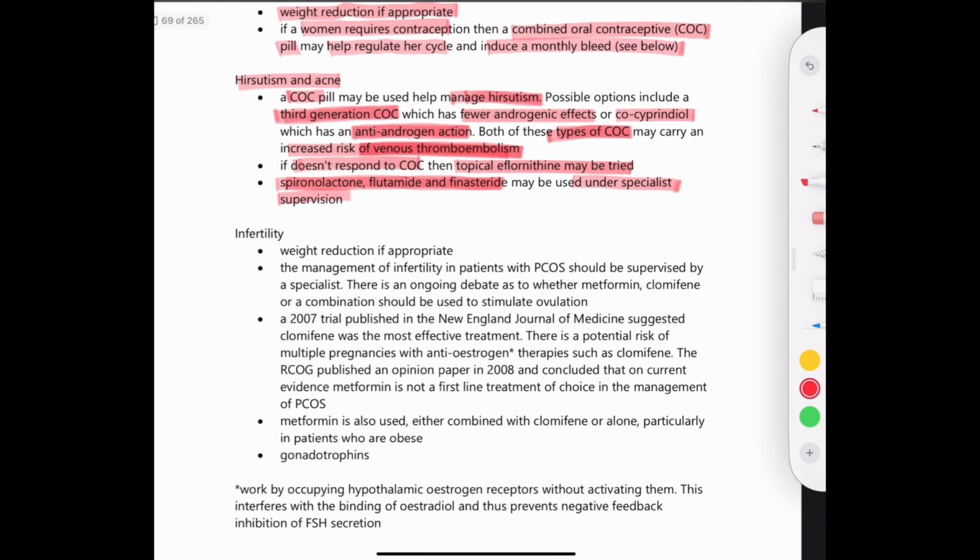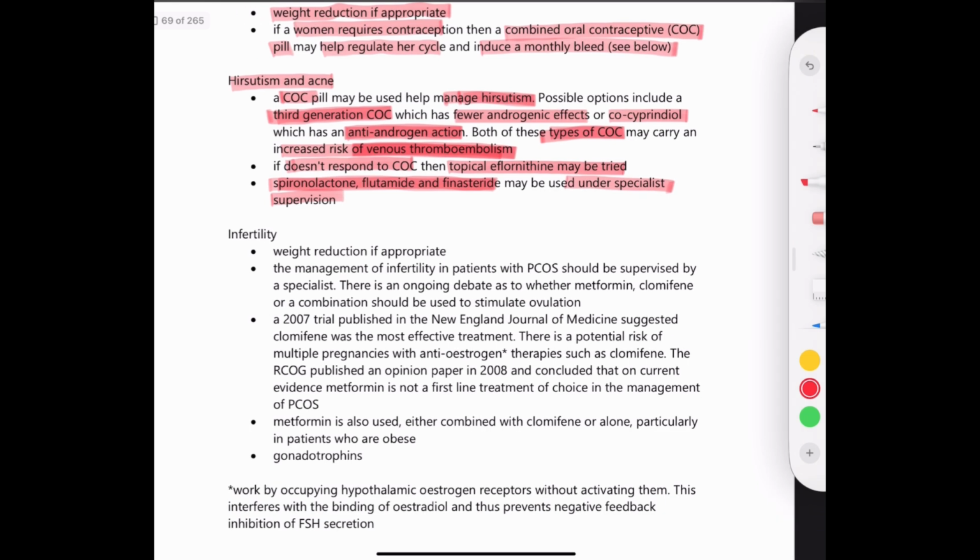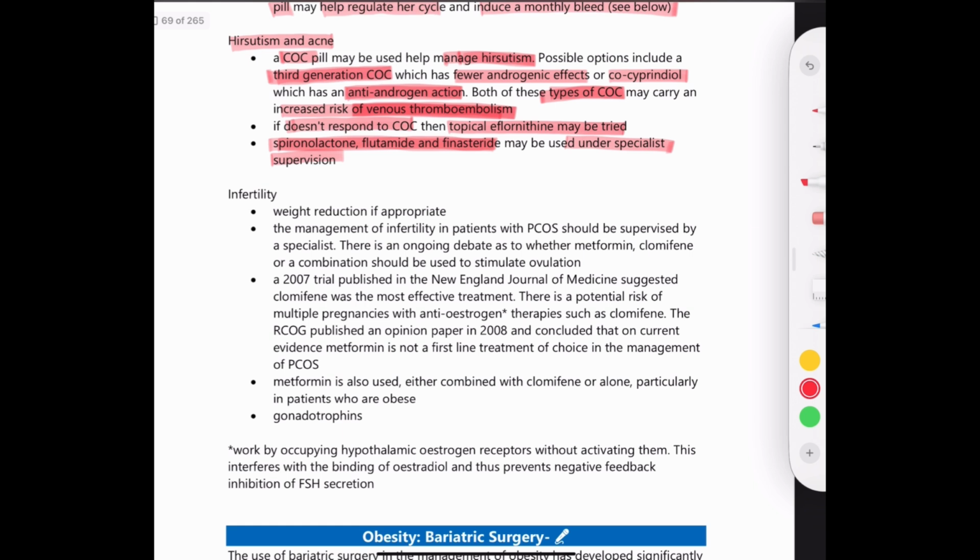Correct? Now, infertility: PCOS will lead to infertility, right? Or loss of fertility. For infertility, weight reduction is appropriate. The management of infertility in patients with PCOS should be supervised by the specialist.